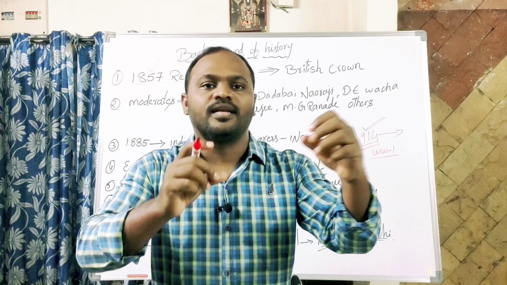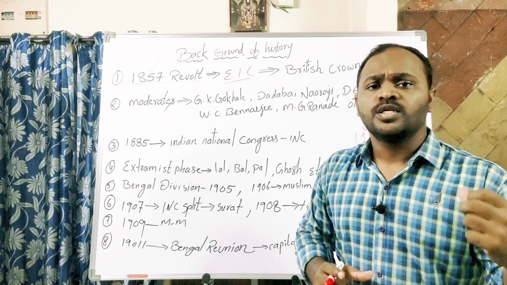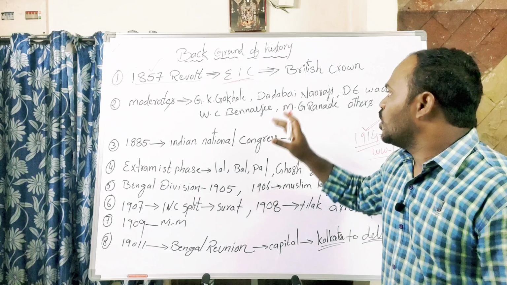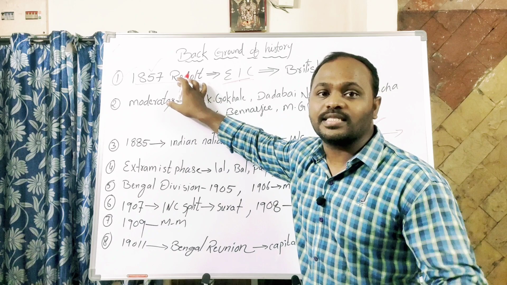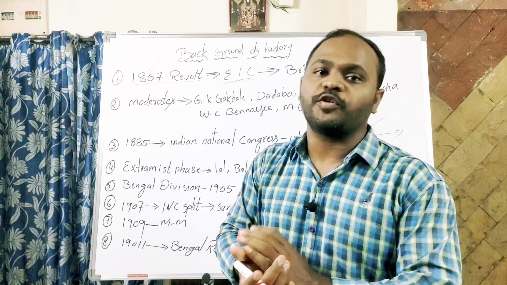Because in this 1857 revolt, many Britishers were killed by the Indians. So obviously, there was a huge human loss for the Britishers, right? So obviously, the British crown said that East India Company, you lost faith from the Indians. Whenever there is a loss of faith, obviously there is no chance of ruling.